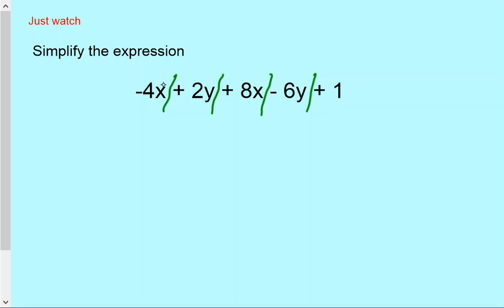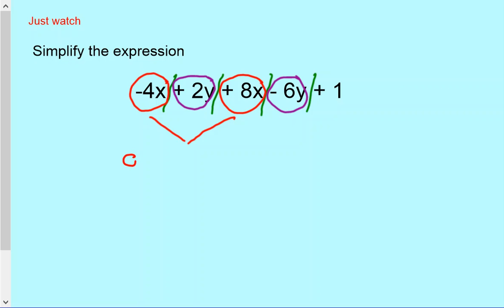So we have a negative 4x, and that can be combined with a positive 8x. And then we also have plus 2y and minus 6y. So now we can combine these terms. I'll start with the negative 4x and the positive 8x. When we combine these, we're going to look at absolute value. The 8x has a larger absolute value, so our number is going to be positive. And then we can just do 8x minus 4x, and that'll leave us with 4x.